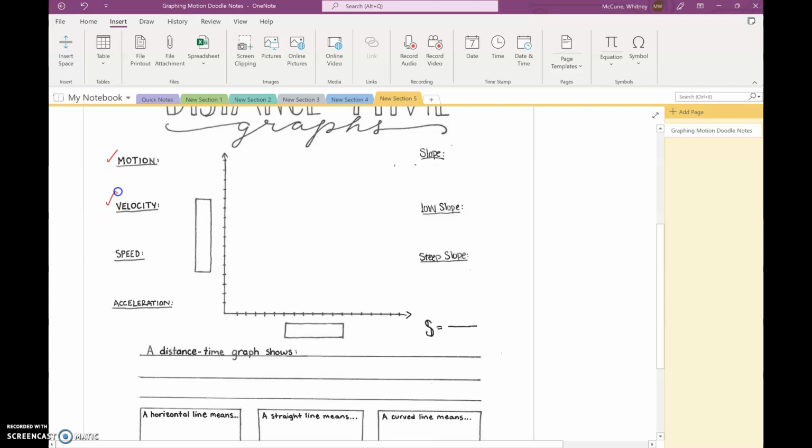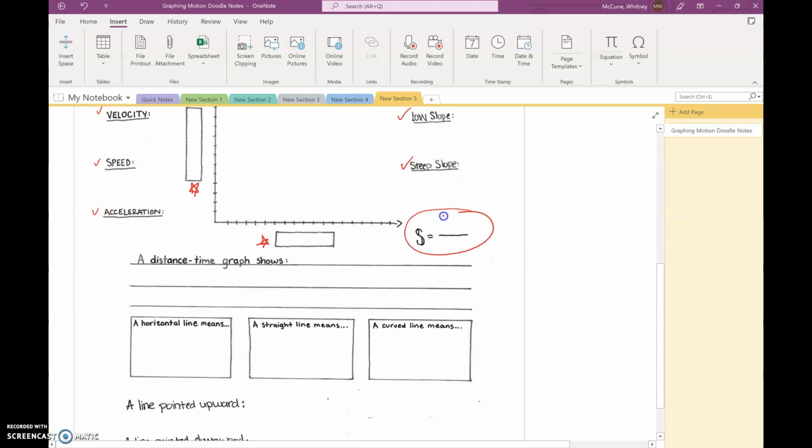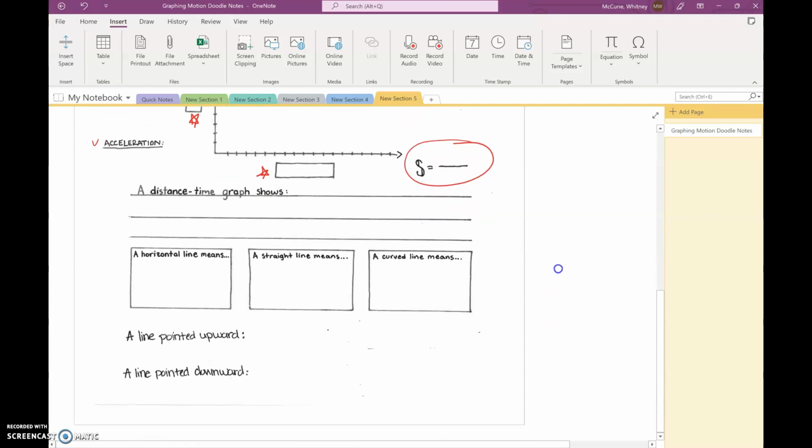Please make sure you find definitions for those 4 items there. You do need to fill in these boxes on the graph. You will need to write a definition for slope. Tell me what a low slope and a steep slope means. Don't forget to write your formula for speed and fill out each of these things here, telling me what they mean.